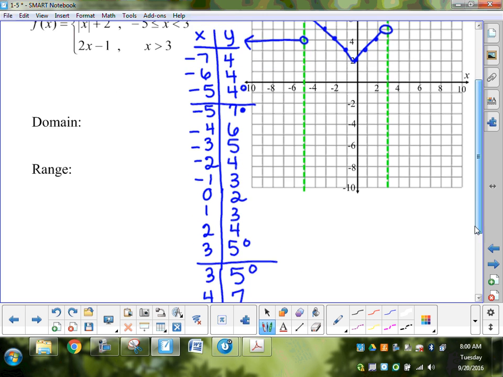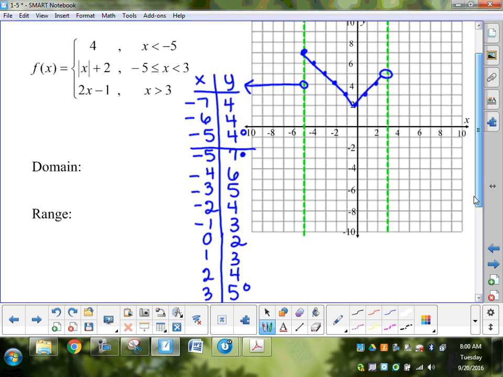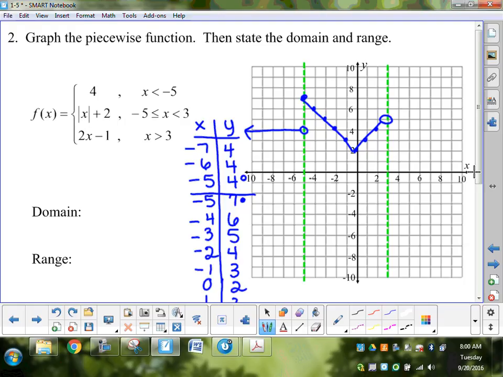And 3, 7, 9. So this would be 4 is 7, and 5 is 9. I actually can't fit any more on it. So that's what your graph is going to look like. Based off of what's there, we now have to answer the domain and the range questions. Go through and give both of those domain and range questions a try on your own right now.